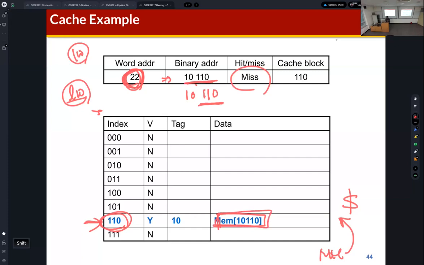And then we need to store the tag to identify this data. So what is the tag? The target cache index is 110. Then we also need to store the remaining bits; the tag here is 10. And because valid data is stored in the cache, the flag becomes 1. So it's valid, right?